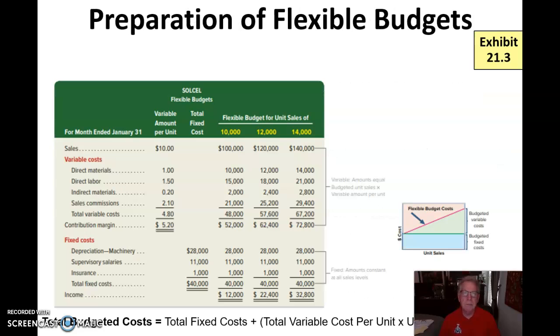All right, let's look. So now, here is our flexible budget over here at different levels of performance. And our variable amount per unit is shown here.